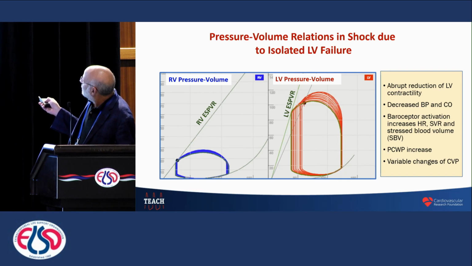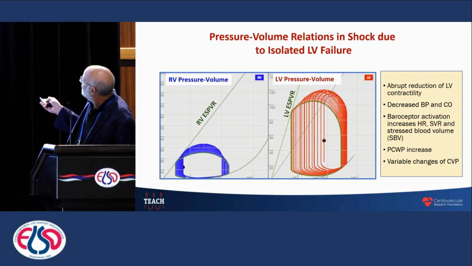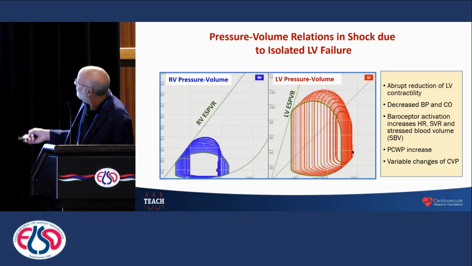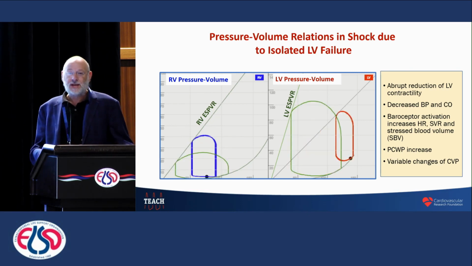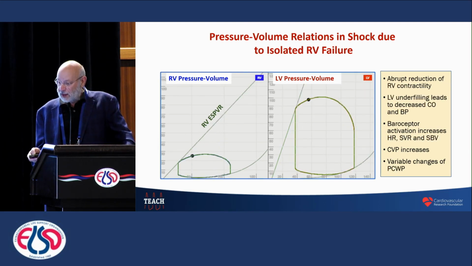You see that the blood pressure goes down, the cardiac output goes down. That leads to the baroreceptor activation with increased heart rate. The loops will go around faster. Then there are increases in SVR, stress blood volume, and pulmonary wedge pressure, which is indicated also by the end diastolic pressure in the ventricle going up. Now, in terms of the CVP, there are variable changes, as you know, but with isolated left heart failure, CVP would tend to be either the same or may even go down.